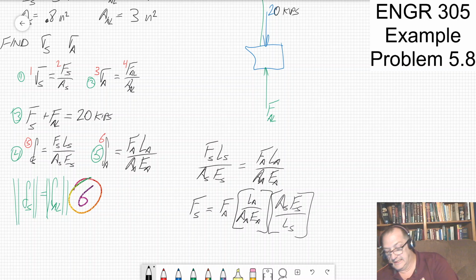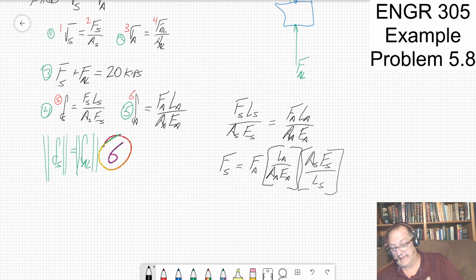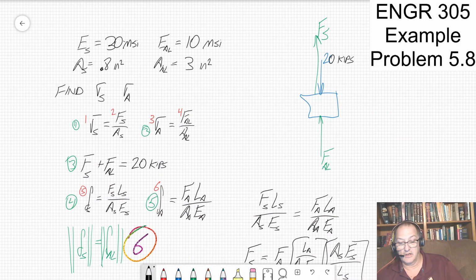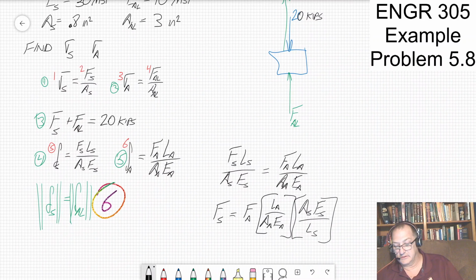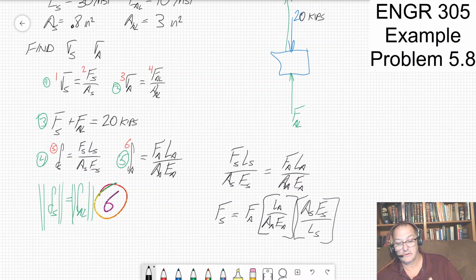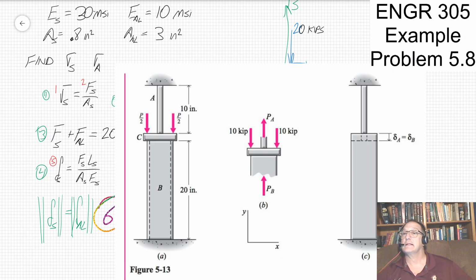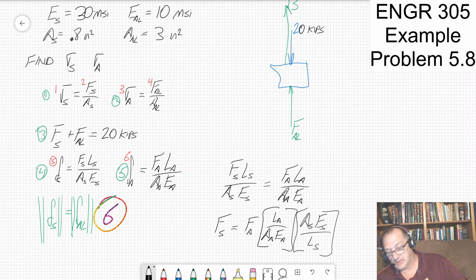So I got to go to the pictures because I don't think I wrote down enough. I don't have the lengths. I do have the areas. Let's take a look a sec. Steel is 10 inches. The aluminum is 20 inches.